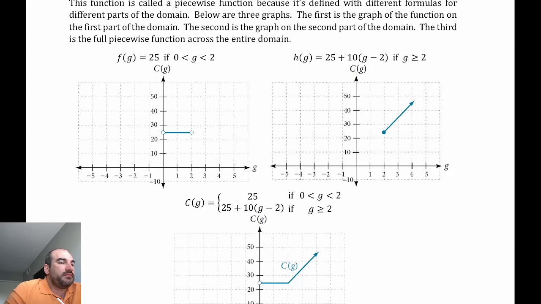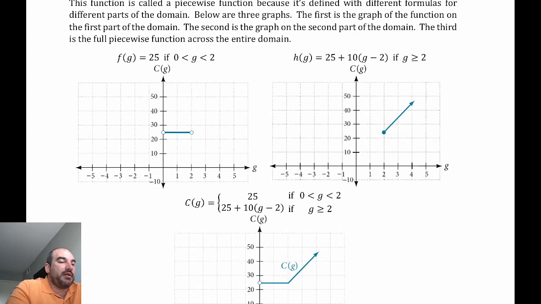So more than is an arrow? No, it has to do with whether it has the equals to sign underneath it. If it doesn't have the equals to, the arrow is just because there is no, this just says g is greater than 2, greater than or equal to 2.